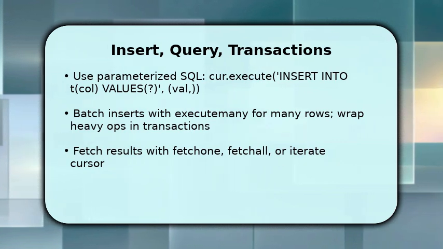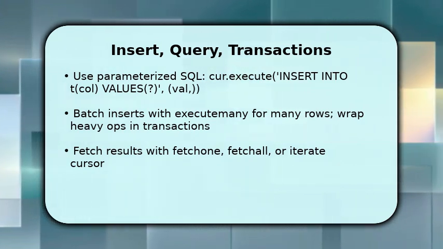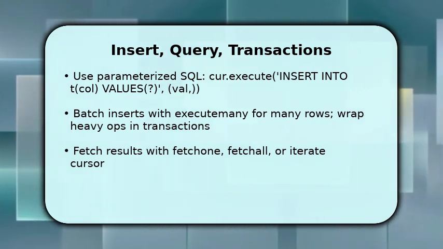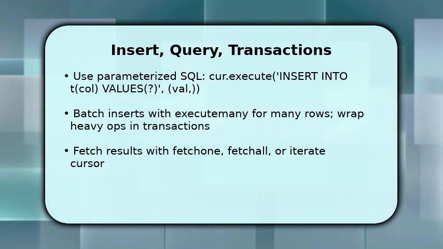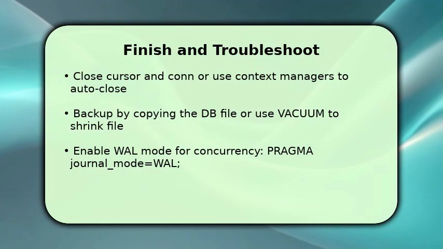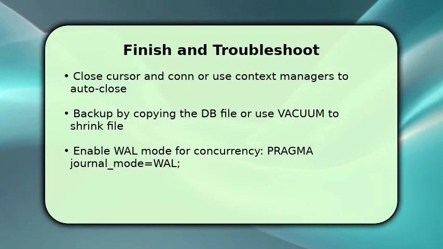For reads, use cur.execute. Then fetchone, fetchall, or iterate the cursor to stream results. Also set row_factory if you want dict-like rows. Wrap up by closing resources: cur.close and con.close, or rely on context managers to handle it for you.